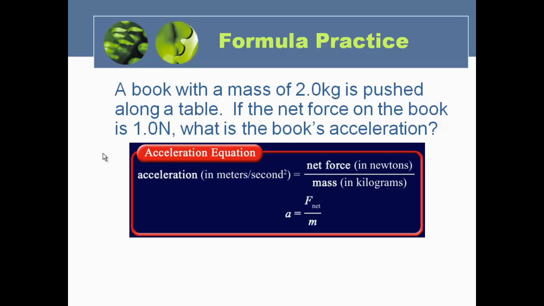All right. So let's figure out what the acceleration is. Again, very simple. Acceleration, we know the force is 1, the mass is 2. So what's the total acceleration of it? There it is. 0.5 meters per second squared. Pretty simple, huh?